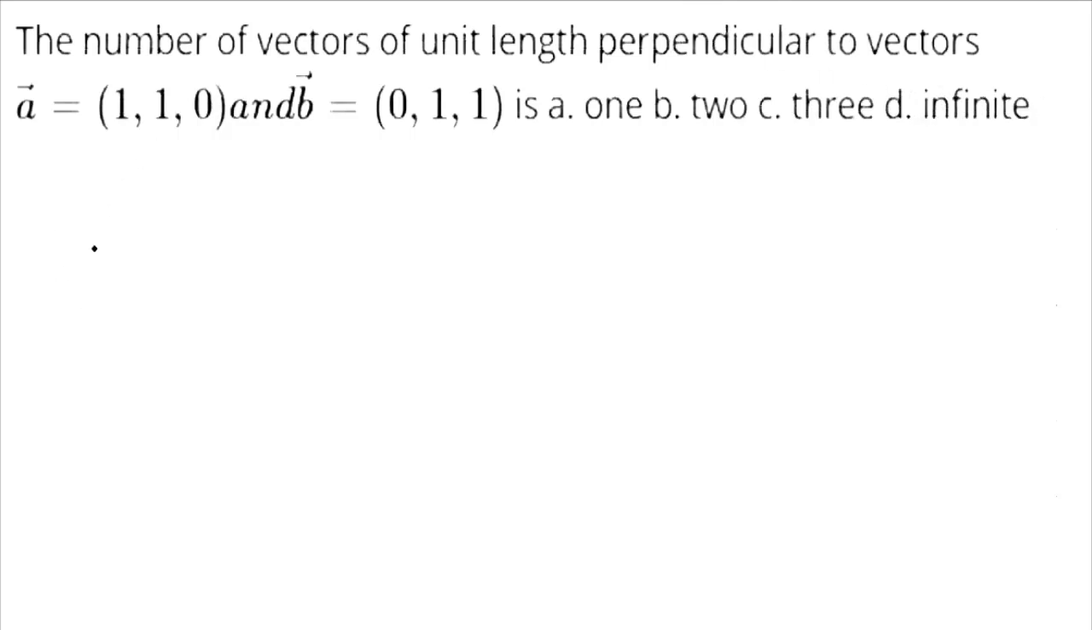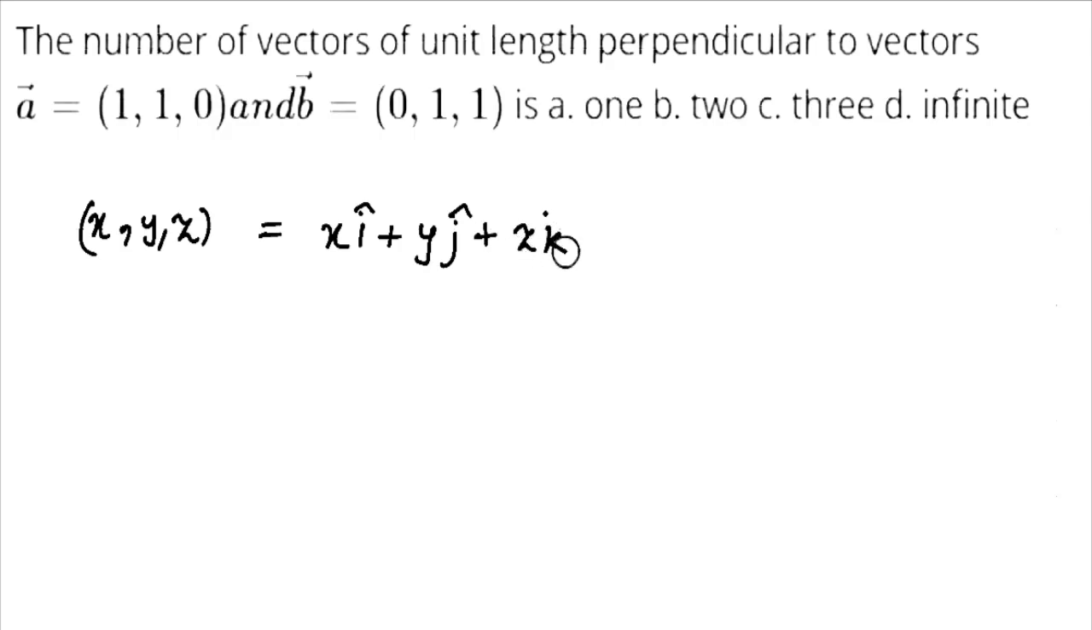Now we need to find the said number of vectors. So let the vector be (x, y, z). Let us consider a vector xi plus yj plus zk. So as per the question, let us call this v.